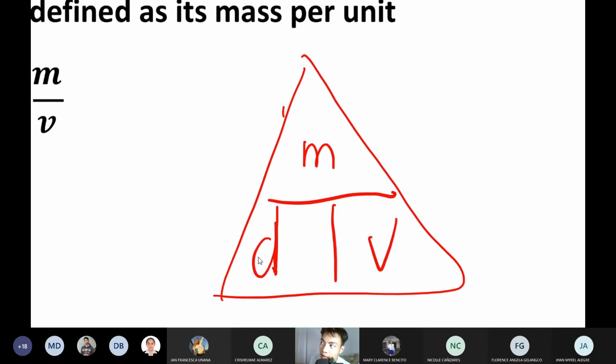Kunwari, you are solving for density, takpan mo yan. Okay, so takpan nyo yan, ano yung makikita nyo na lang? M over V. So that's mass over volume. Ganun na. Kunwari, yung mass naman hinahanap nyo, takpan nyo to. Ano yung matitira? dV. Pag magkadikit, multiplication. Okay? Pag V yung hinahanap, pag volume, takpan nyo to. Ano yung matitira? M over D. So mass divided by density. So that's how you use this triangle, no?